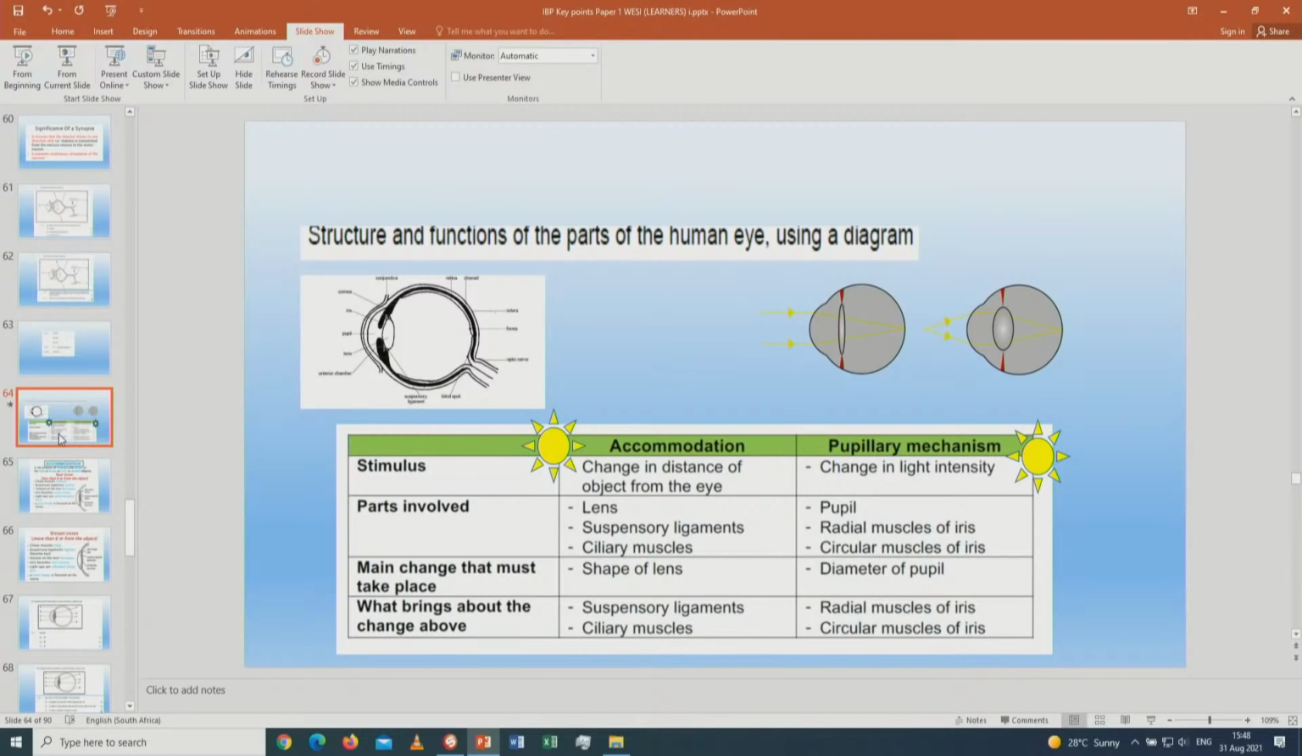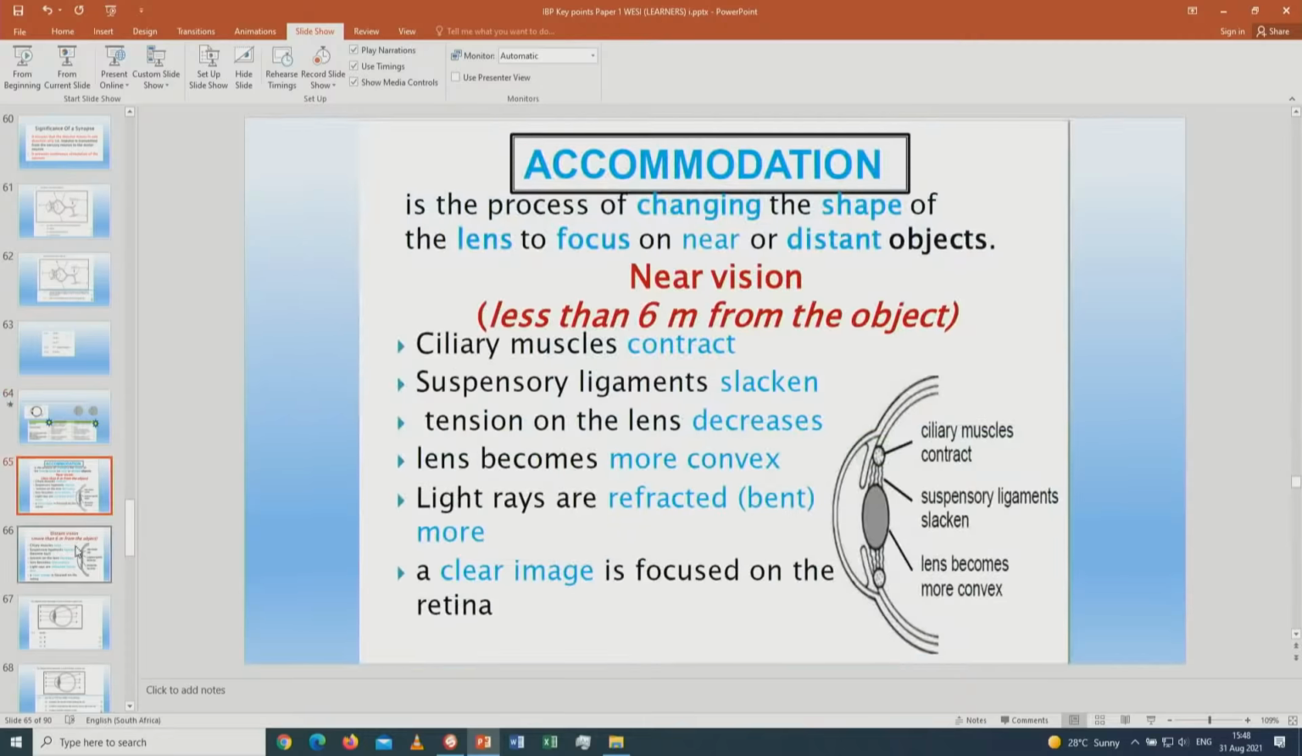Okay, and then another thing which is important under the human eye, the structure, those parts together with their functions, please. And then another thing that you have to know, the functions of the eye. You remember accommodation for distance and near objects and pupillary mechanism. So please just make sure that you drill this accommodation and pupillary mechanism. Just drill this, please.